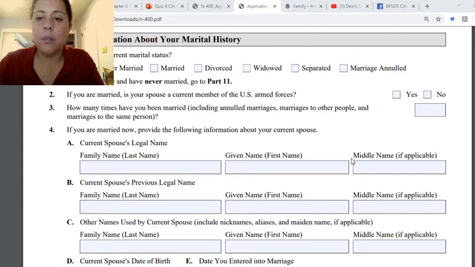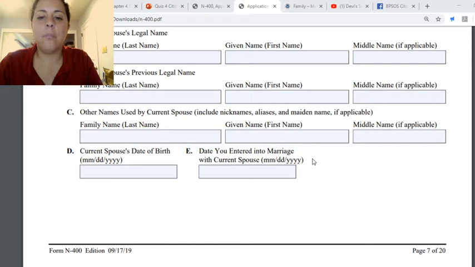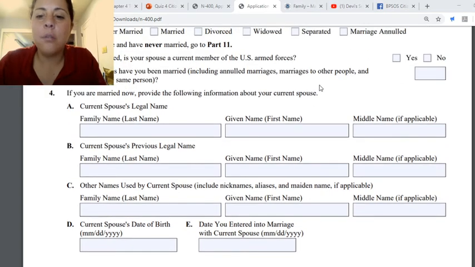Number 4, if you are married now, currently, provide the following information about your current spouse. Again, current means now, so you will fill out the information about the husband or wife you are married to right now: legal name, last name, first name, middle name. Then, previous means before, so you need the spouse's previous name if they have one. If not, skip. Do not fill this out.